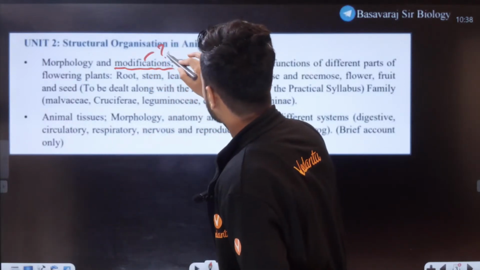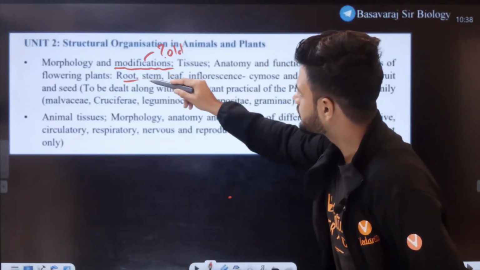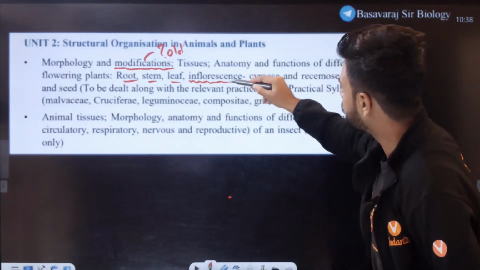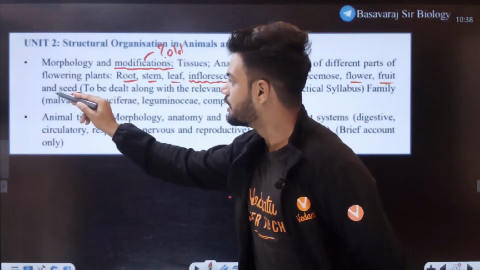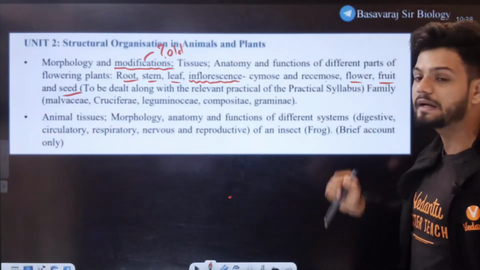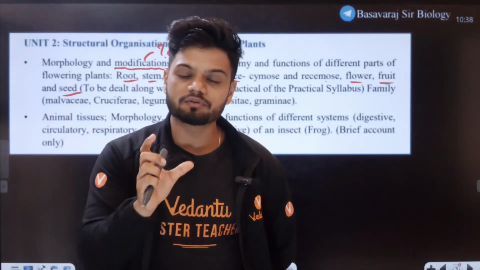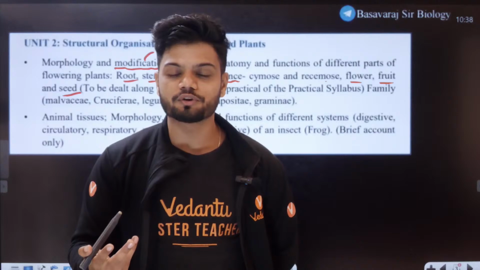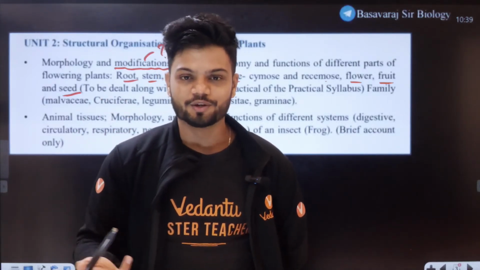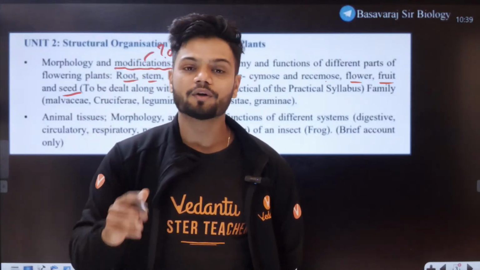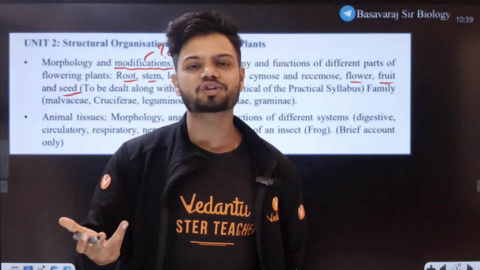So modification from the old NCERT, and the remaining part that is root, stem, leaf, inflorescence, cymose, racemose, flower, fruit and seed, all of these topics you need to study from the new NCERT. Please be careful when you're reading this chapter, because if you get a question from modification in the examination, you'll wonder where it came from. So please know the syllabus before starting or revising this chapter one more time.